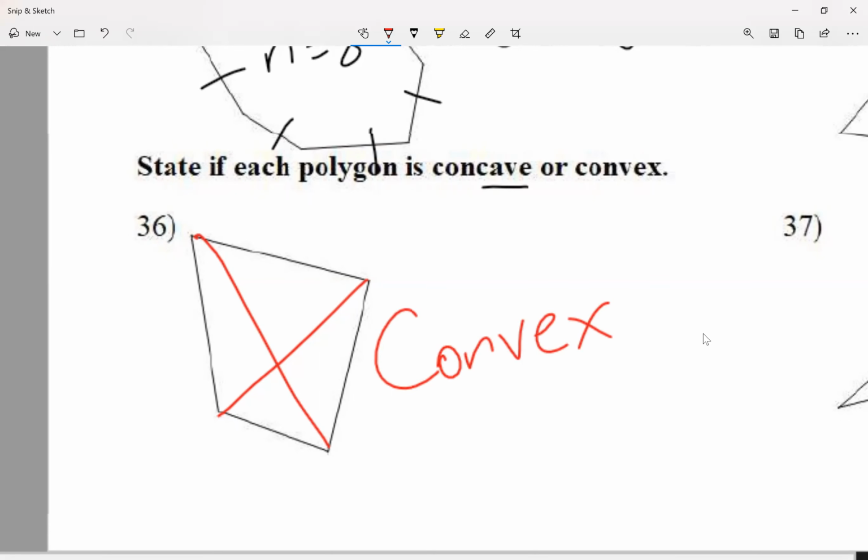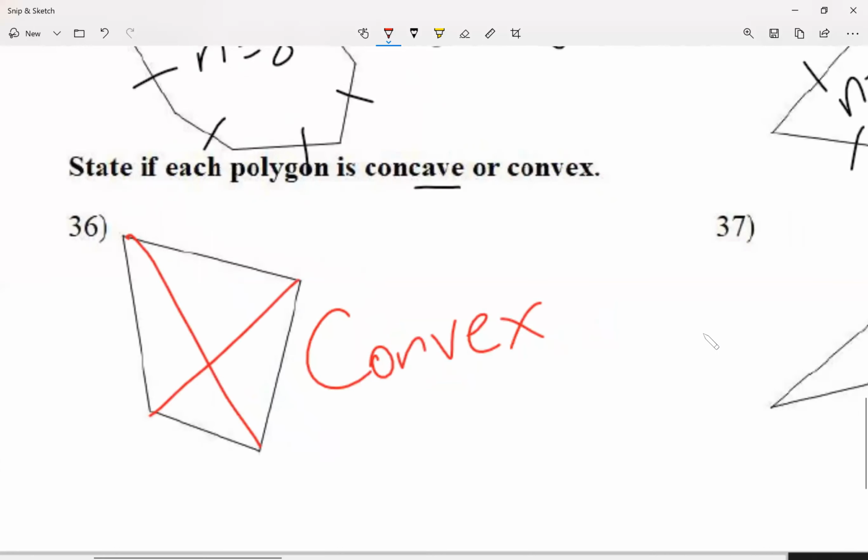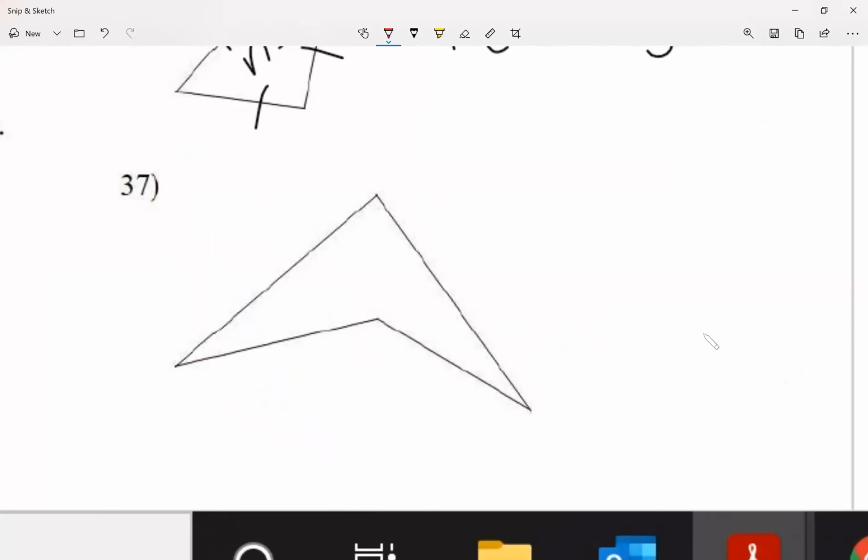One time a student told me convex sounds like convict, right? A convict are those people that are inside the jail. Here, convex, all the diagonals are inside the polygon. If that helps you. Now looking at number 37. Here I already see a hole in it. I already see a dent. This one right here. So I'm going to call this concave.